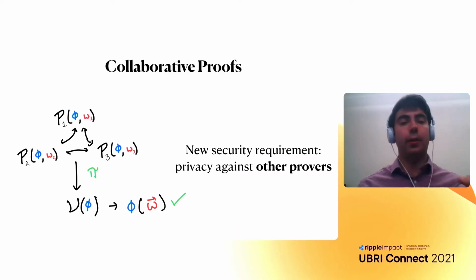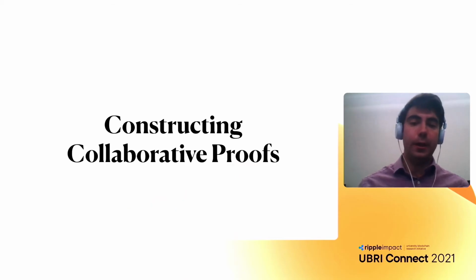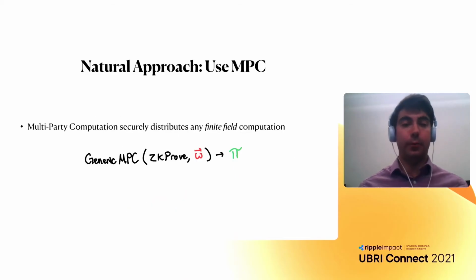So how can you construct a collaborative proof that has this notion of security? Well, one natural approach is to build on a different branch of cryptography called multi-party computation. Multi-party computation allows you to securely and privately distribute any function over finite field elements. And so one thing that you might imagine doing is taking a generic MPC algorithm and applying it to a finite field representation of a zero-knowledge prover. So you give the MPC that representation of the zero-knowledge proof algorithm, and then you also give it the witness, and then it spits out a proof. And it just does that, and this totally works, and it's secure.